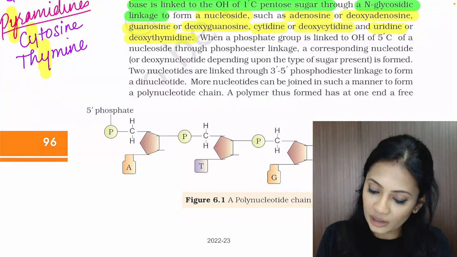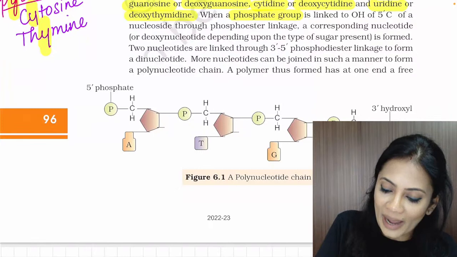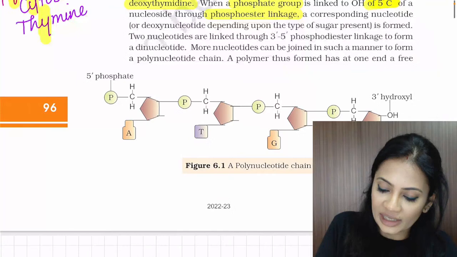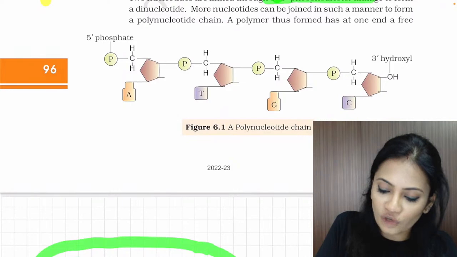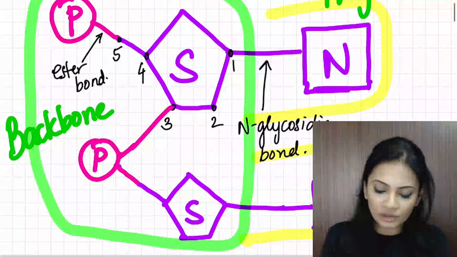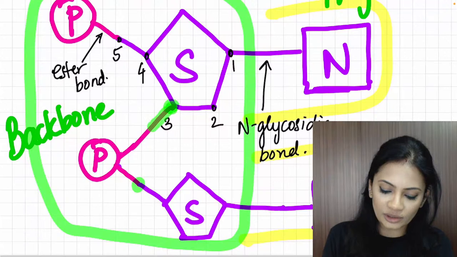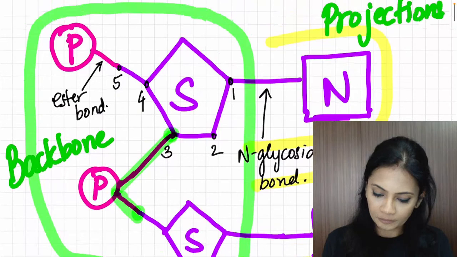when you link it with phosphate group at the fifth carbon, then with a phosphoester linkage, you get to form, what is formed? Nucleotide is going to be formed. Fine? Two nucleotides are linked through 3'5' phosphodiester linkage. We just spoke about this, of the 3' and the 5', okay, phosphodiester linkage. So here is one phosphodiester bond, here is the second phosphodiester bond. Fine, kids? All right.